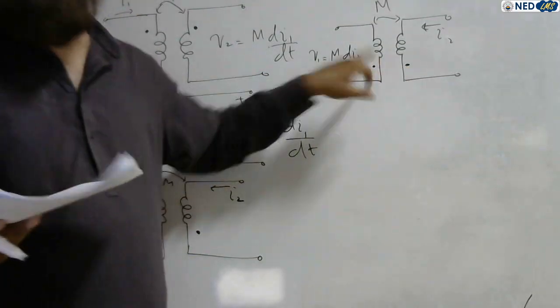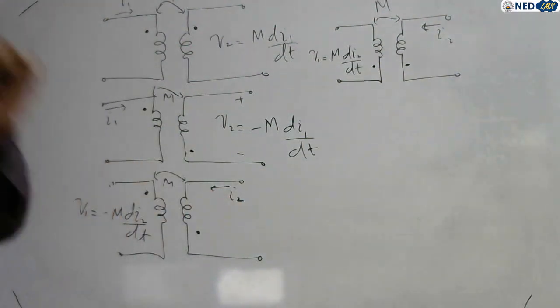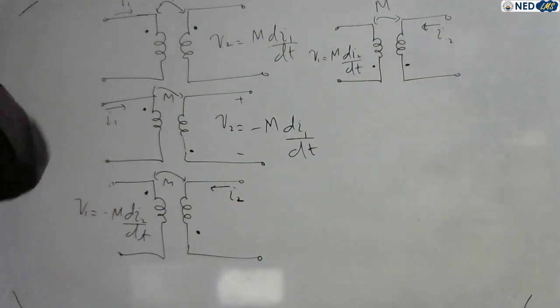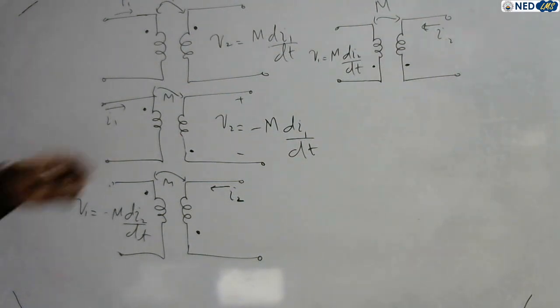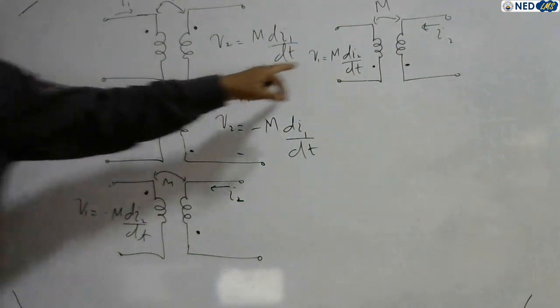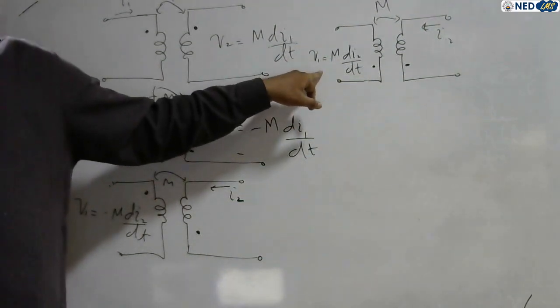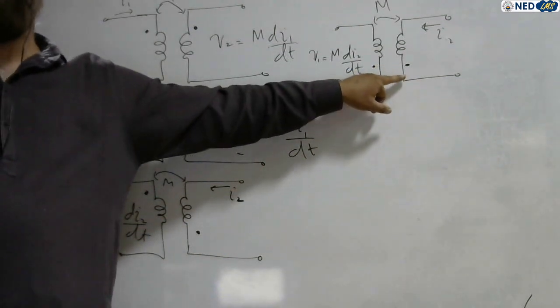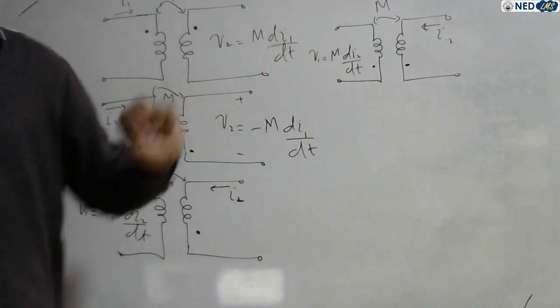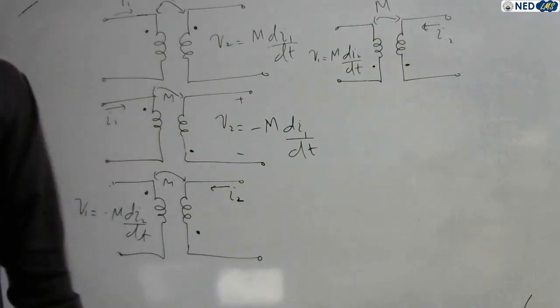Reason? The dot configuration is the same. Remember, when the configuration is the same, the mutual appears positive. When the configuration is opposite, the mutual appears negative, right? In this case, the configuration is the same. How the same? Because both the coils have their dots on their bottoms. So the mutual is positive, right?